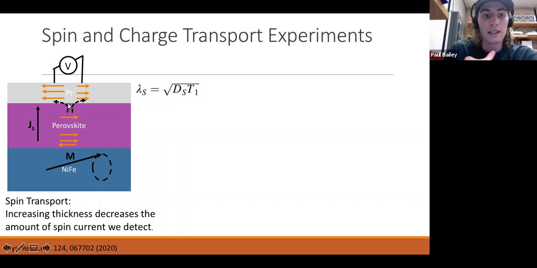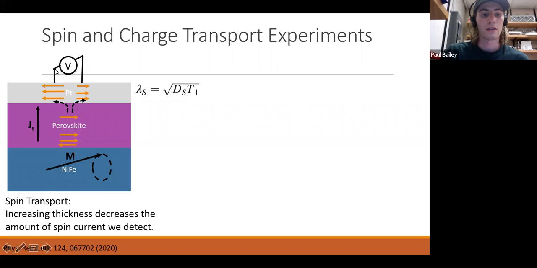And the reason we have platinum is it has high spin orbit coupling. And so there's something called the inverse spin Hall effect, where if you have a material with high spin orbit coupling, the material will separate your spins by spin up and spin down. And so the spin current goes through the perovskite, hits the platinum layer, gets separated by spin up and spin down, and we can measure a voltage across the platinum layer. So this is essentially a spin current detector.